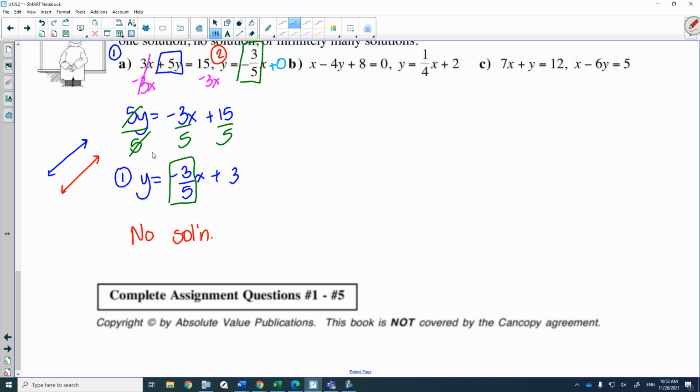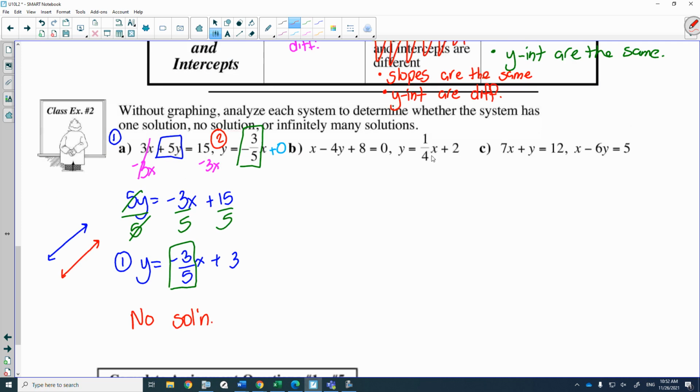B. Let's figure out B. Second system, it's done for us. y is equal to 1 over 4x plus 2. We just have to worry about the first system. Negative 4y. Jackson, stay or go? Negative 4y. What, sorry? Go. Yeah, make that positive. x plus 8 is equal to 4y.